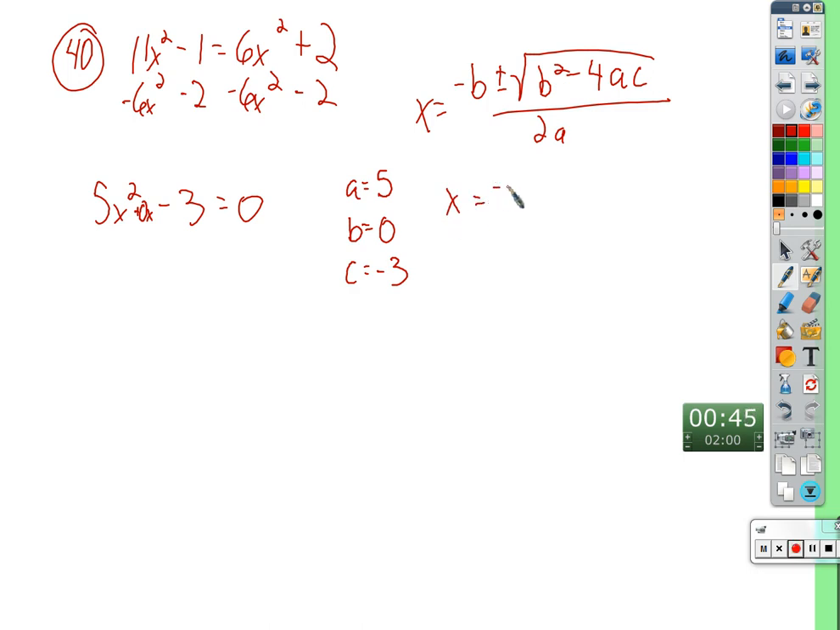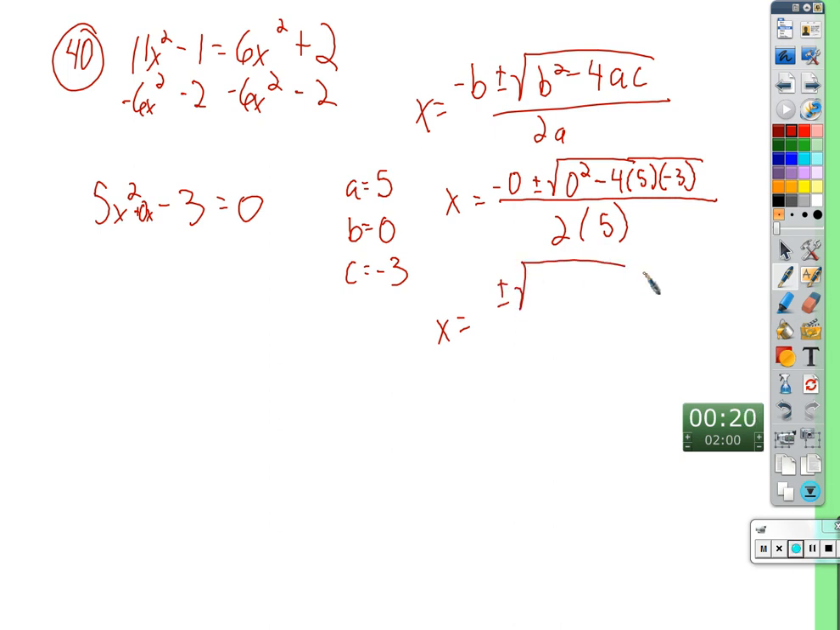So negative b, 0. So minus the square root of b, 0 squared, minus 4 times a times c, over 2 times a. This equals nothing, plus or minus the square root of, this is a positive 12 times 5 is 60, over 10. Plus or minus the square root of 60 over 10.